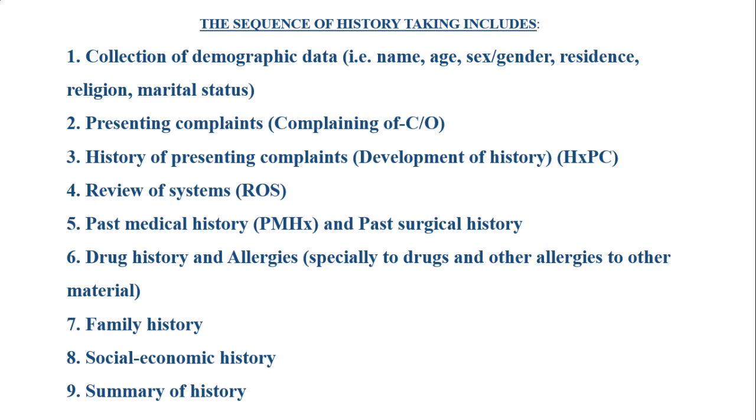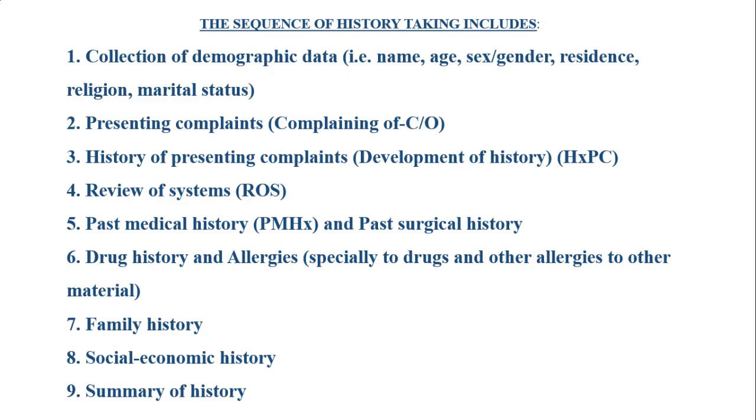Okay, so the sequence is that the first part, you need to collect the demographics of this patient. This includes the name, the age, the gender, and then you ask the patient their presenting complaint. What's the main problem they're having? Then you need to expand on that complaint that you have come with. That's where you have the development of the history. And then you're going to review other systems.